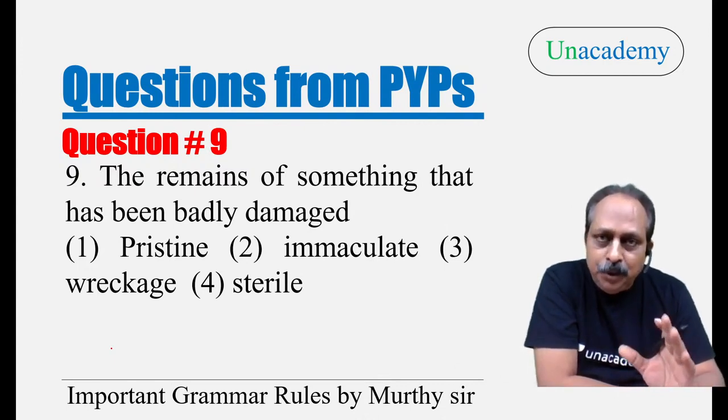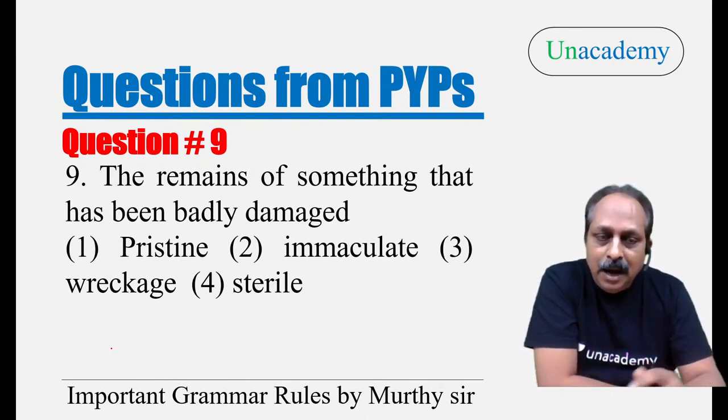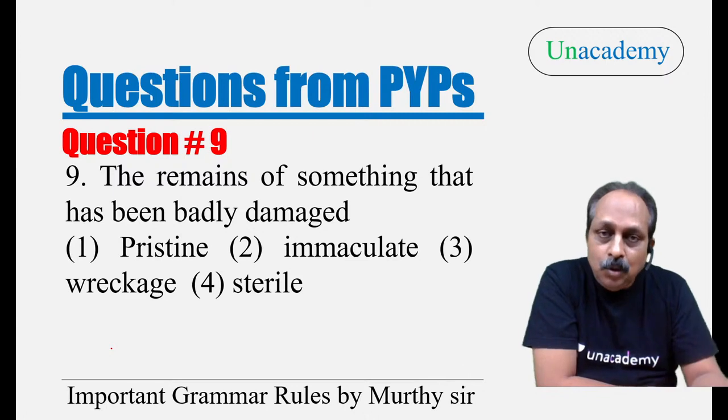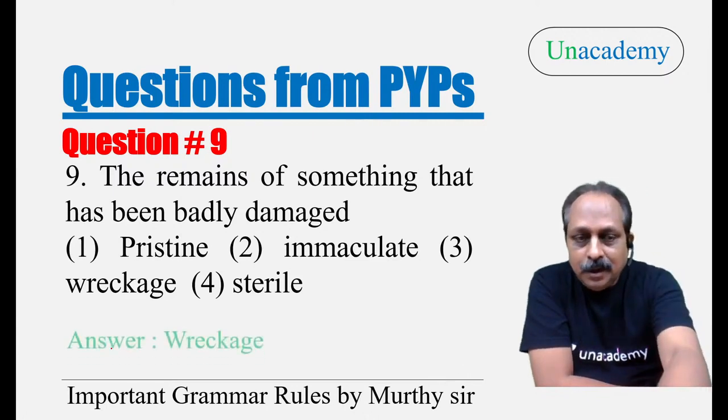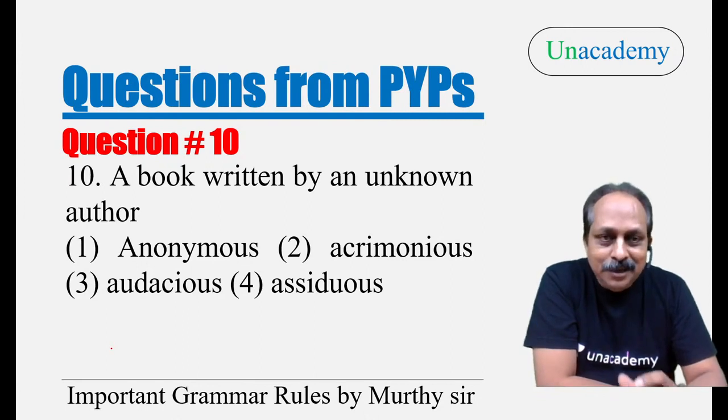Pristine. Pristine means pure, not spoiled. Immaculate, perfect. Everything is in order. And sterile, opposite of fertile. Fertile, opposite sterile. Pristine, positive. Immaculate, perfect, without any flaw, flawless. Wreckage, it goes with ships usually. It also goes with aeroplanes. Answer is wreckage. Now, question number 10.